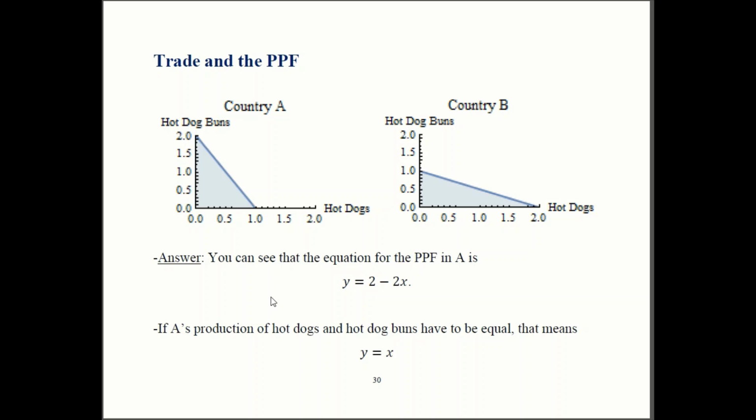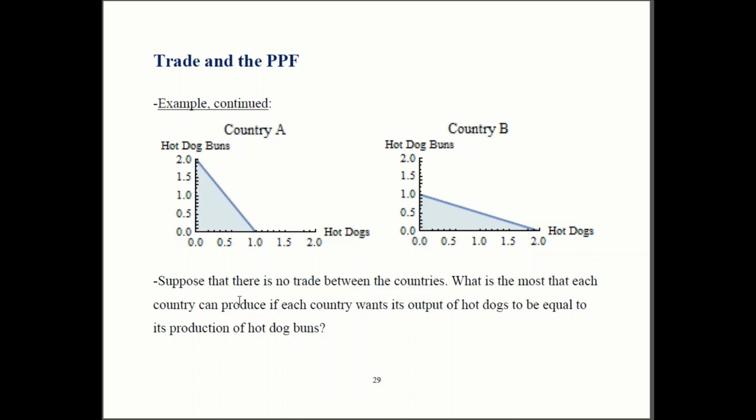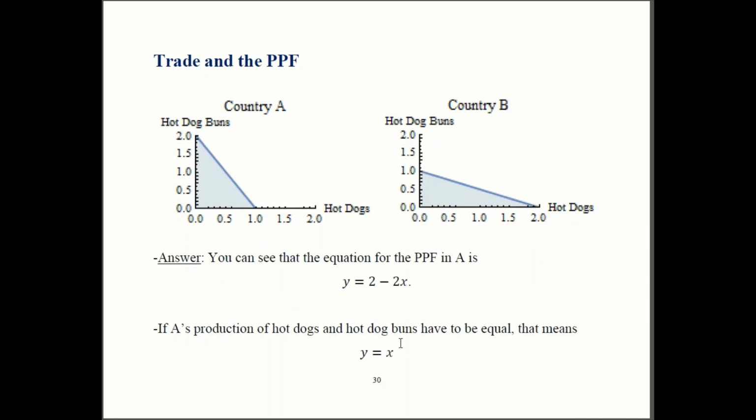Now that equation alone is not enough to get us to the answer. That's because that equation gives us two unknowns, x and y, but only one equation. Typically, if you have two unknowns, you need two equations to solve for them. So we need a second equation. That second equation comes from this condition. We said each country wants to have its number of hot dogs equal to the number of buns. So that means y equals x. Now I have two equations and two unknowns. That's something we should be able to solve.